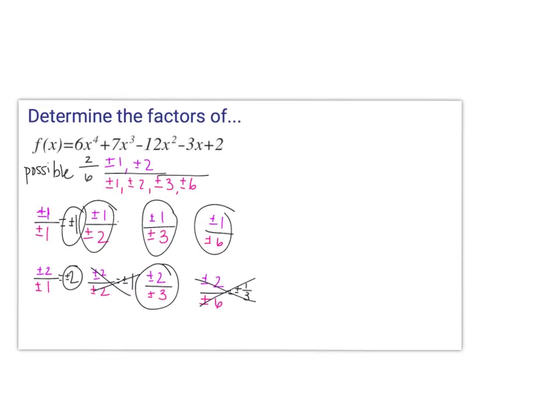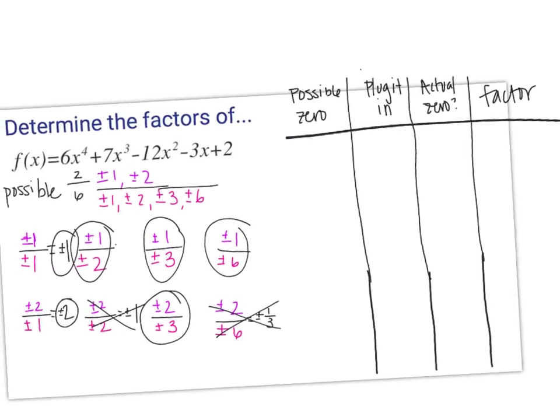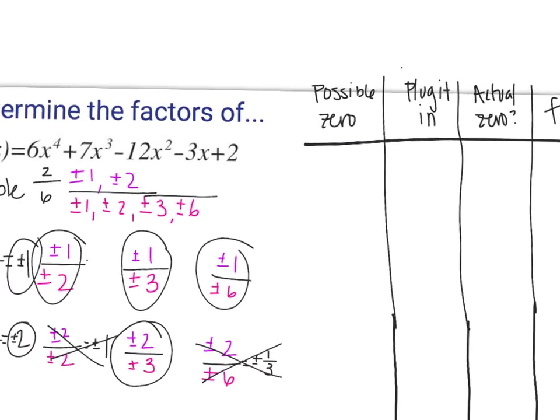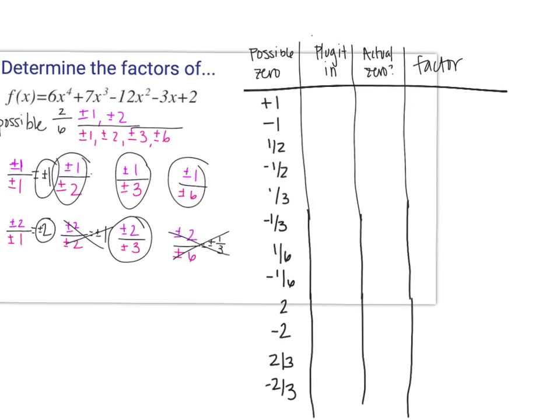All right, so I'm going to make a chart. I'm going to fill in all my possible zeros, all those numbers we just came up with. Don't forget the positive and the negative form of them. So then we need to plug all those in, and I would just use your calculator to do that. I would not try and do it all by hand, okay? Would not by any means try and do it all by hand because that's going to take you way too long. So I'm going to go ahead, pause it, plug them all in, and then we can see what we get.